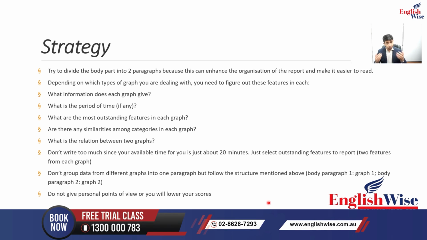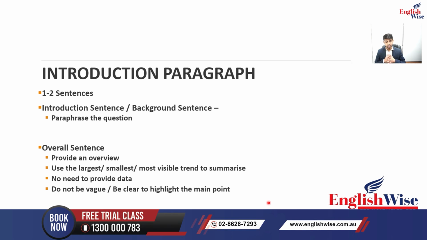Let's have a look at how you can construct your task 1 essay and how you can write down your answer. You'll first start with the introduction paragraph for any given task 1 response, with about 1 to 2 sentences. The first sentence will be the introduction or background sentence in which you paraphrase the given question according to the given question's graph. The second sentence is where you provide an overview of the given trends in the graph.